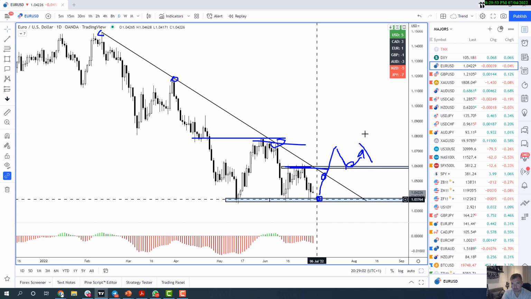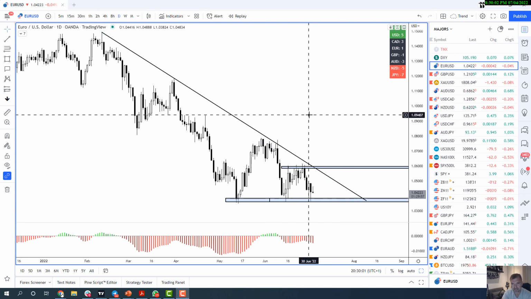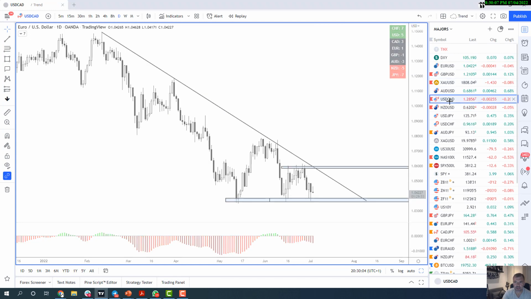But again, if it does break out, you've left some on the table where you can continue that trade and look to add into it should the market move in our favor. So that's looking at the euro. We're going to move over to Canadian dollar now, and then we're going to look at the Australian dollar before moving on to EURCAD and then Bitcoin.